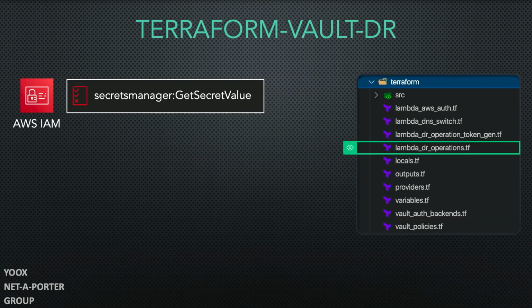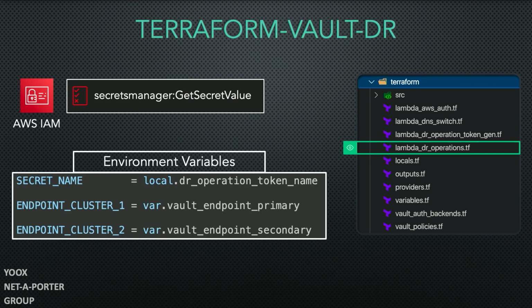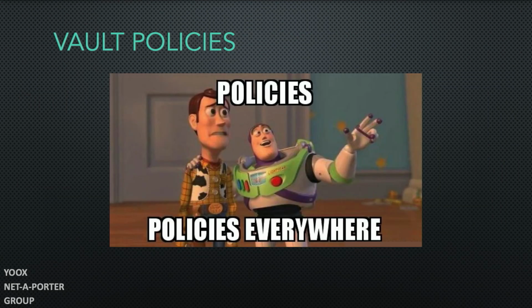Finally, we have the DR operations Lambda. Now, this Lambda will need access to the secret, so it needs to have these permissions for Secrets Manager, and it will clearly need these environment variables to be able to make the promotion and demotion operations.